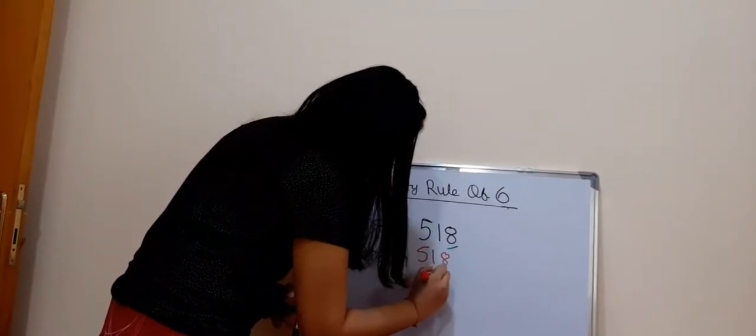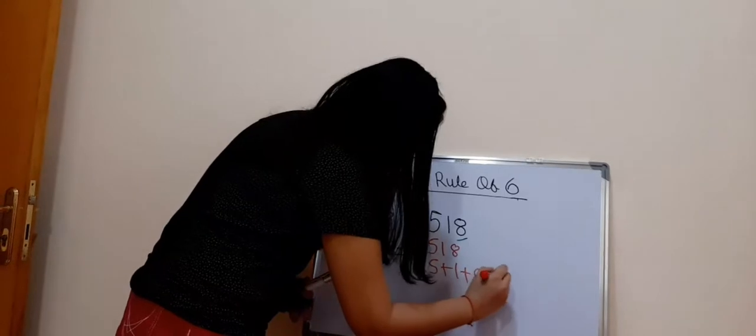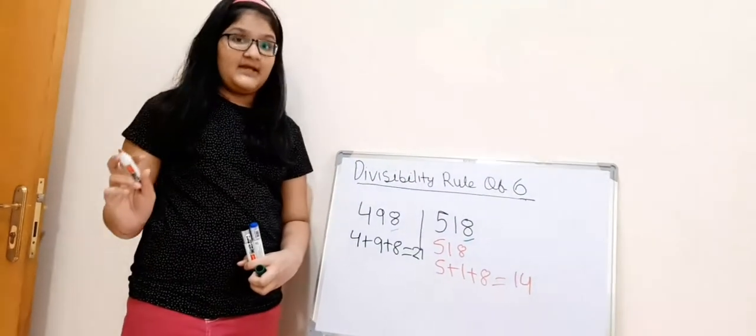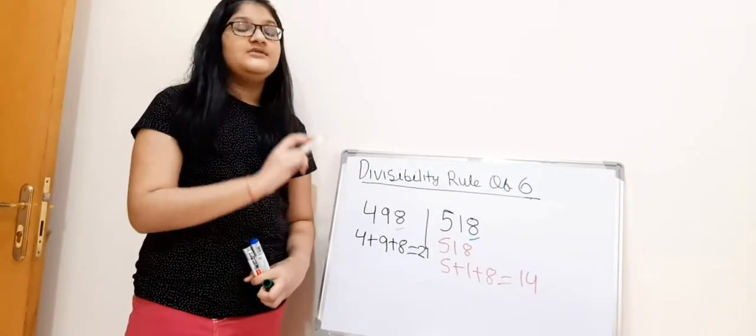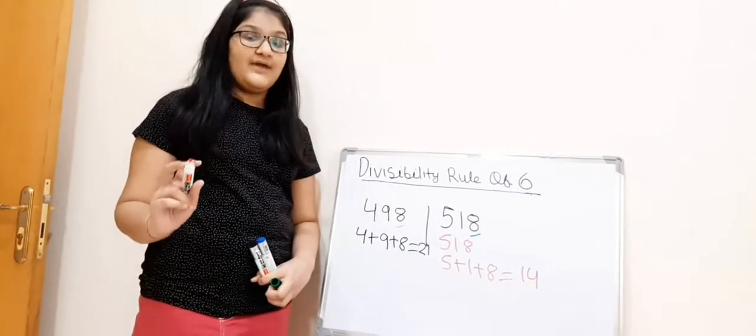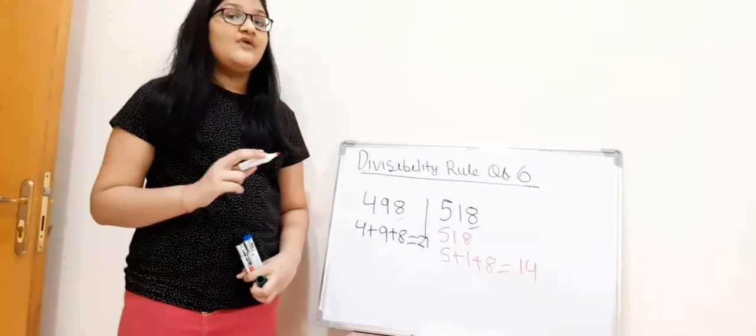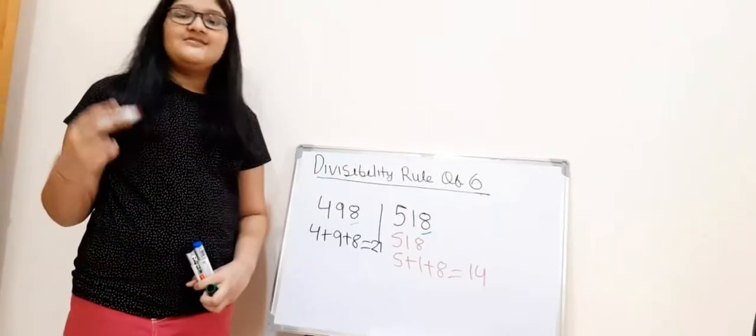So 5 plus 1 plus 8 equals 14. Now 14 is not divisible by 3. So this number is also not divisible by 6. Okay. Because this number is divisible by 2 but not by 3, right? It's not divisible by both. So it is not divisible by 6 also.